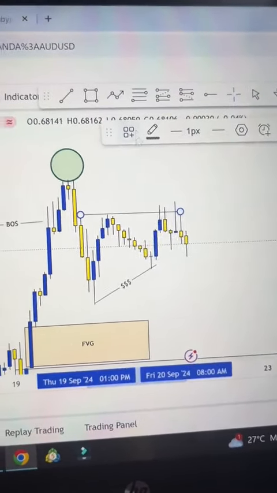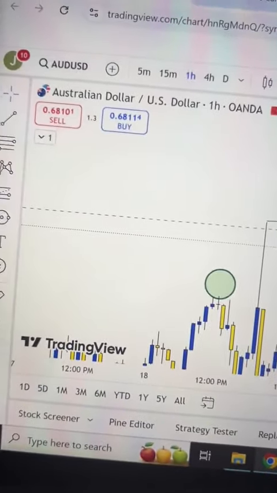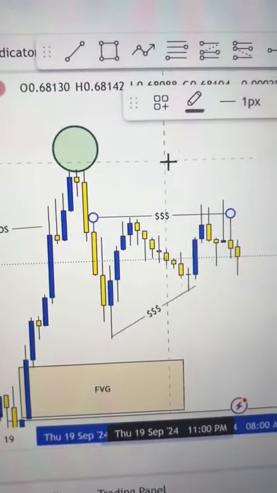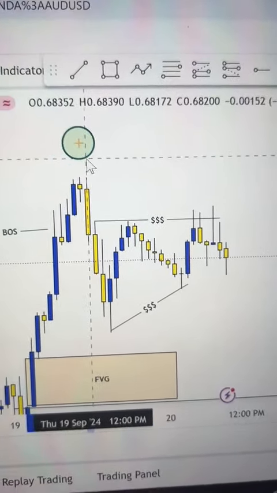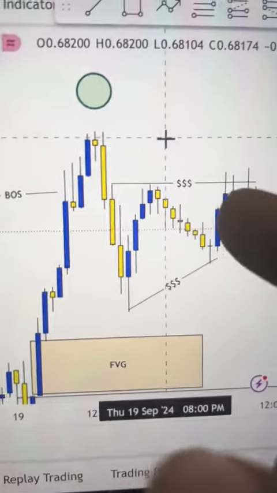Double top. You can see, since I'm on a 1 hour time frame, you will not see this double top here. But if you go to the lower time frame, like the 5-minute time frame or the 15-minute time frame, you will see this double top here, no cap.